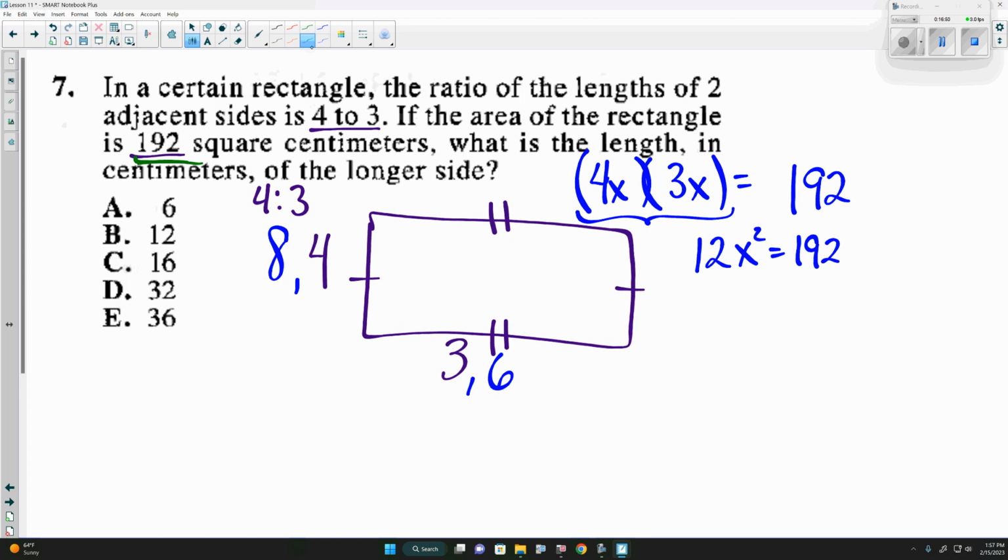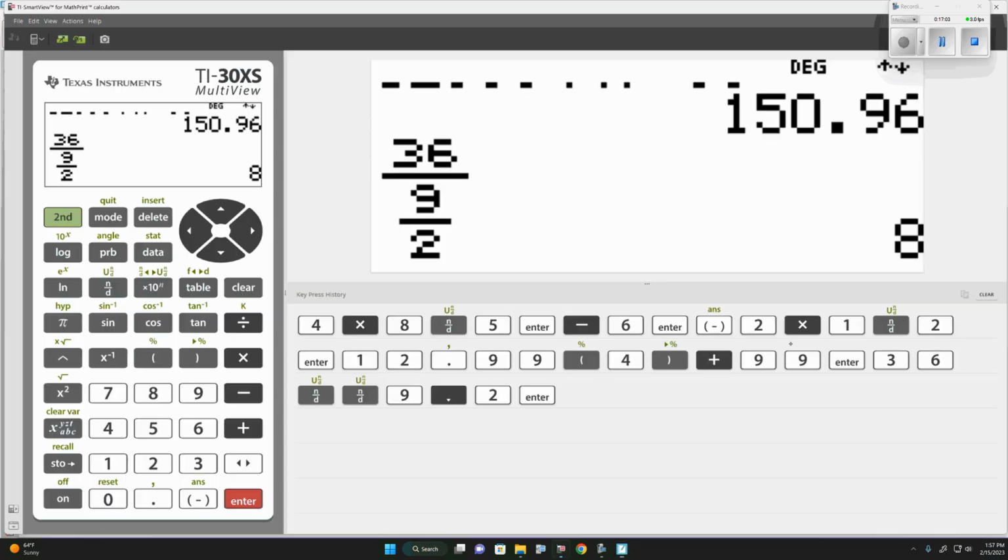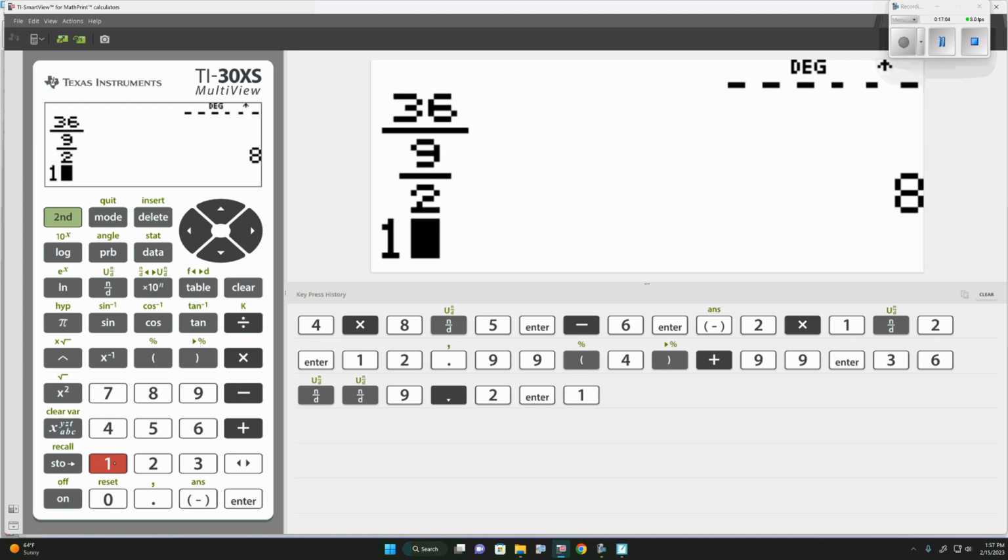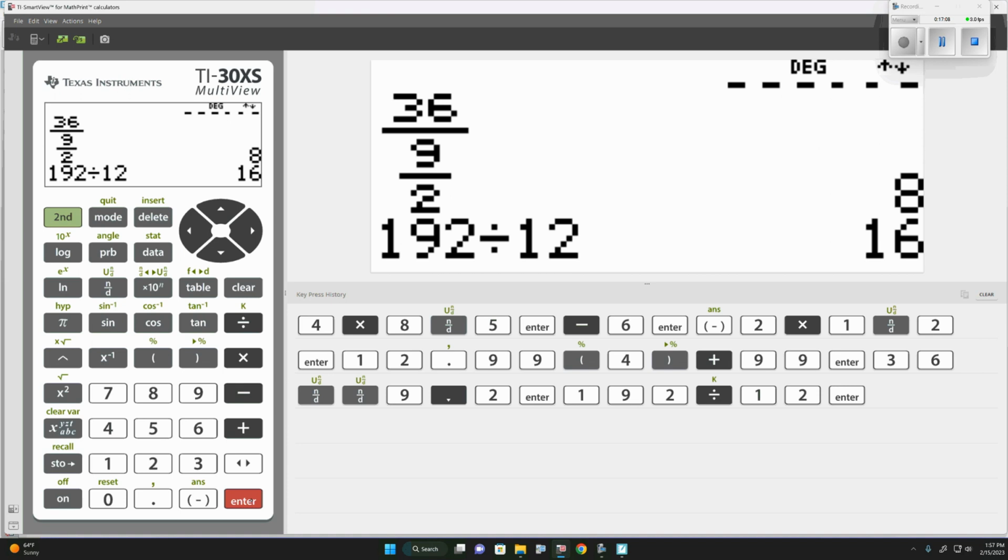Now at this point here, we just need to solve. So we can divide both sides by 12. Those will cancel. 192 divided by 12 is 16.